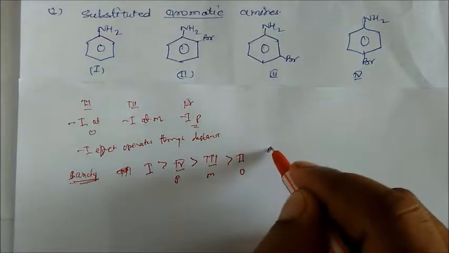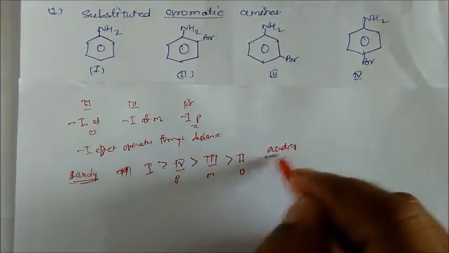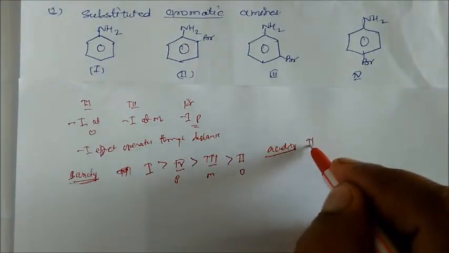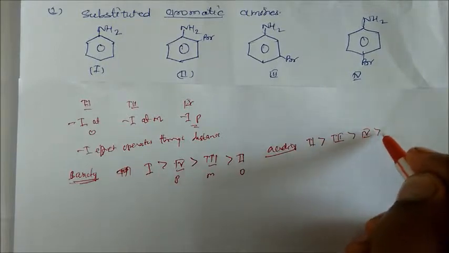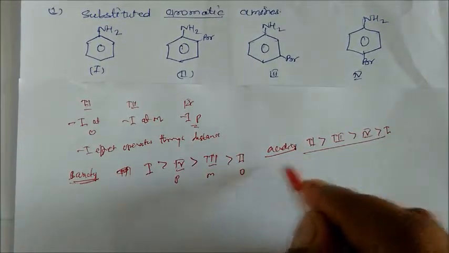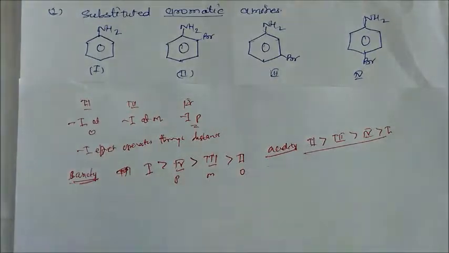So what will be more acidity? Acidity is the reverse of basicity. So the answer will be 2, then 3, then 4, and then 1. So this is our acidic character of this whole group.